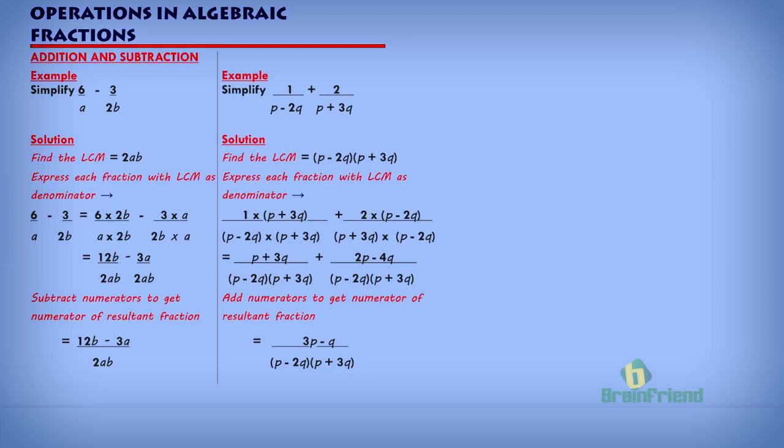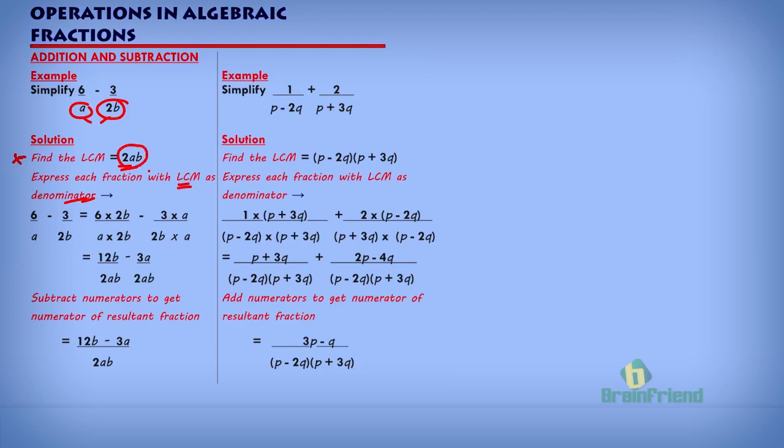To do this, we said, first step, find the LCM, okay, of our fractions. So what do we do? In this case, we directly multiply our denominators to get 2ab. So 2ab becomes our LCM. Now we express each fraction with 2ab as its denominator. Now, to express each of our fractions with LCM 2ab as its denominator, what do we do?